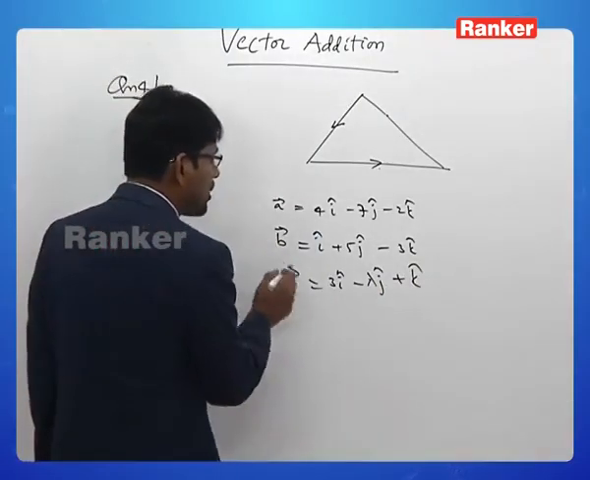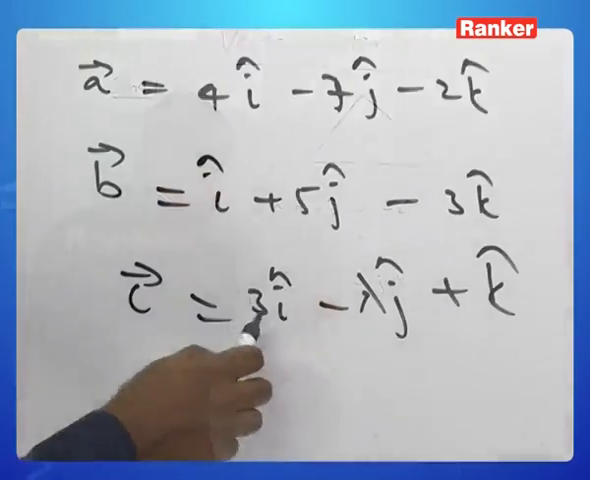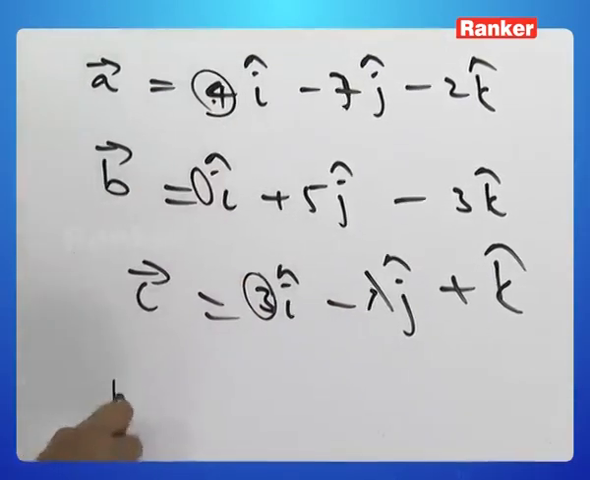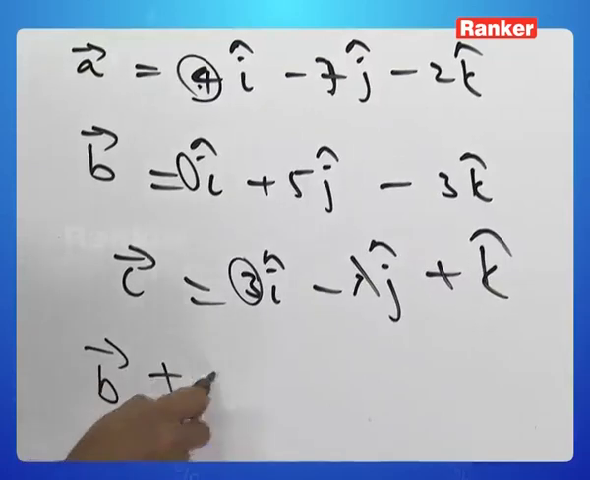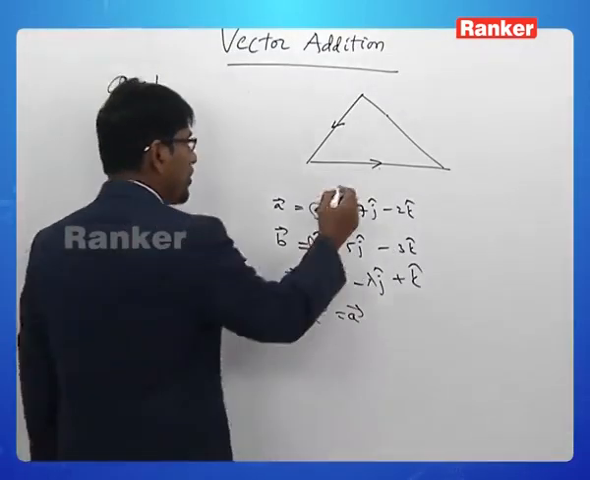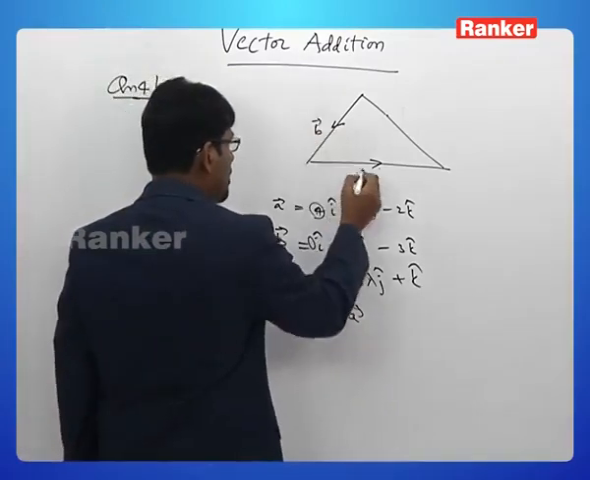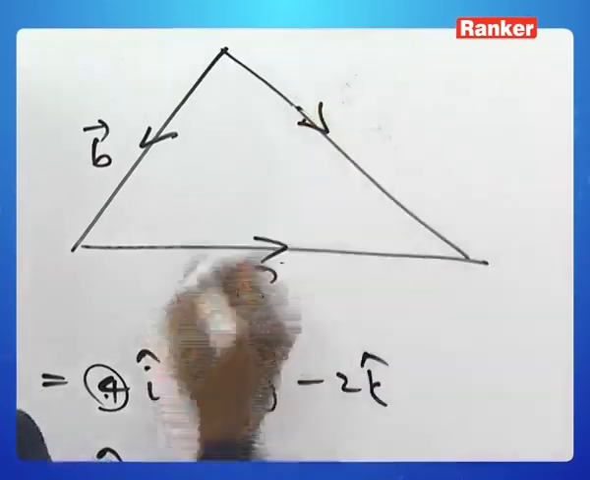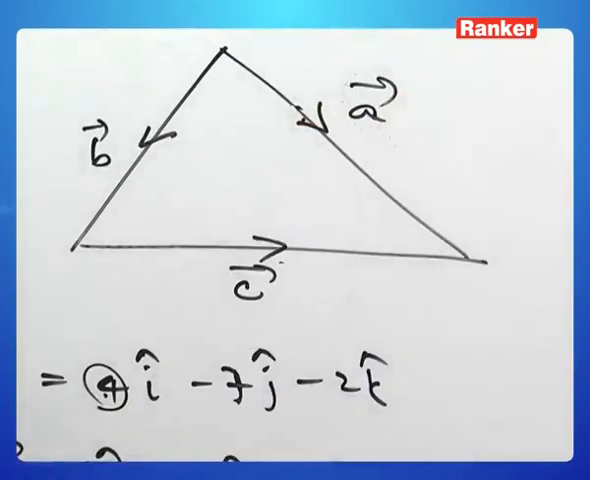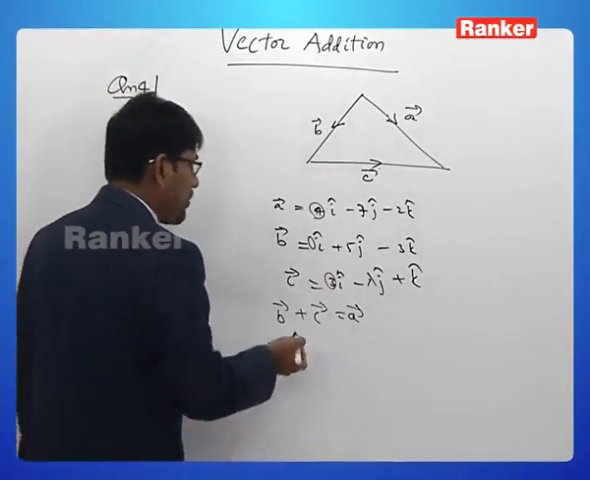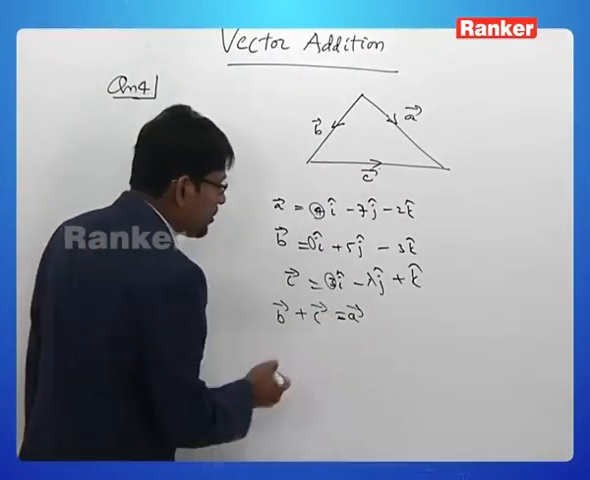Observe that in the i component, 3 plus 1 is equal to 4 there. So it appears that B bar plus C bar may be equal to A bar. So this is B bar and that is C bar, and that is equal to your A bar. This is A bar. Alright, B bar plus C bar is equal to A bar vector. So that is what we observe here.